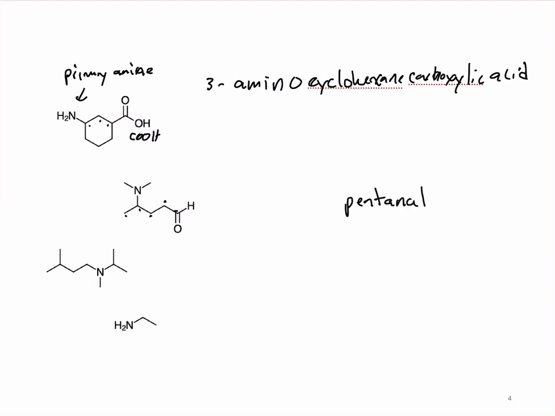Pentanal would be the parent chain name. And then we have an amino group, and it's a substituted amino group on the 1, 2, 3, 4th carbon. So this would be 4-N,N-dimethylaminopentanal. Right, so we have 4-N,N-dimethylaminopentanal to label both of the substituent groups there.